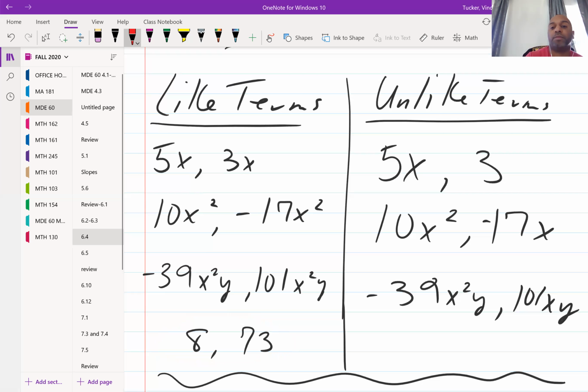Now, unlike terms: if you change anything in the variable or the exponent, they are considered unlike. So you have 5x and 3 here. You would not be able to add or subtract them from each other. 10x squared and 17x, one has the power of 2, the other one doesn't. Then 39x squared y and 101xy, even though they both have xy, one is missing the power of 2, the other one has it. So they would not be able to be added or subtracted from each other.